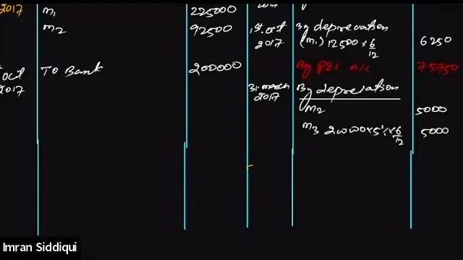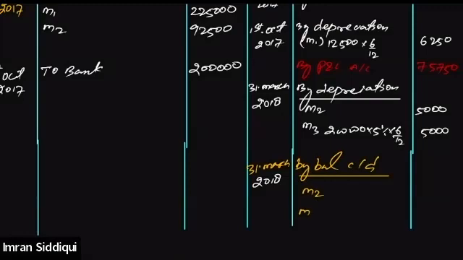Okay, now you'll find out the closing balance as on 31st of March 2018. I'm sorry, this will also be 2018. We'll find out the closing balance. We'll write this as by balance c/d. The balancing figure for M2 and M3: the opening book value for M2 was 92,500. Out of this, we'll subtract 5,000 more. And for the new machinery that we bought for 2 lakhs, we'll apply depreciation of 5,000. So this will be 1,95,000, and the other machinery will be 87,500.